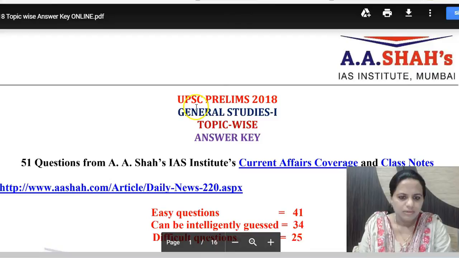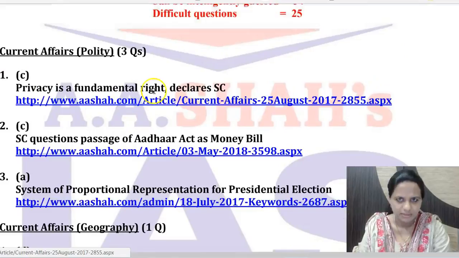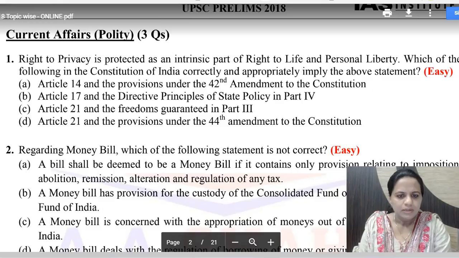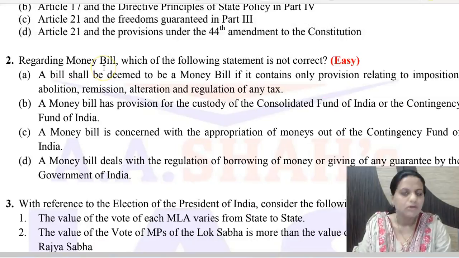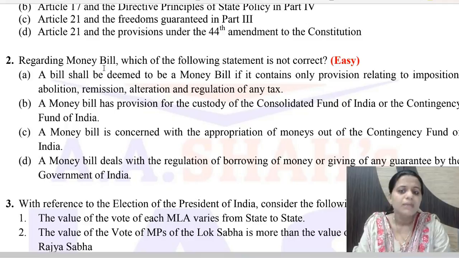Here you can see we have provided, and this was the current affairs which we have covered in our daily analysis too. Then the second question, so this was an easy question. The second question is also an easy question regarding money bill. Money bill has been in news because the Aadhaar Act was passed as a money bill. Regarding money bill, which of the following statements is not correct?